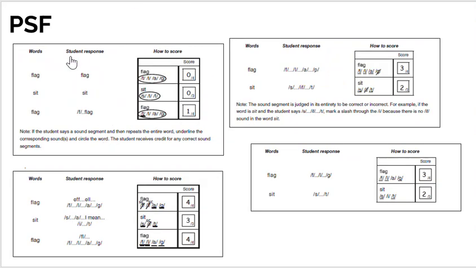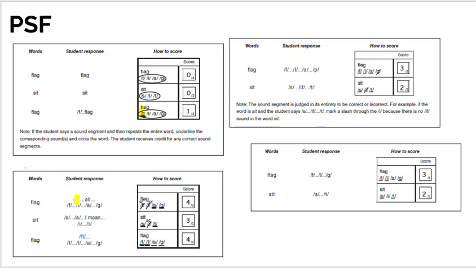If the student says a sound segment and then repeats the entire word, underline the response. Underline the corresponding response, so the letters that they say, and then circle the word. In this example, you can see the student said flag, and so then we'd circle it because they just said the whole thing. They said sit, but here they said flag, so they get 1 point because they got that initial sound for flag.